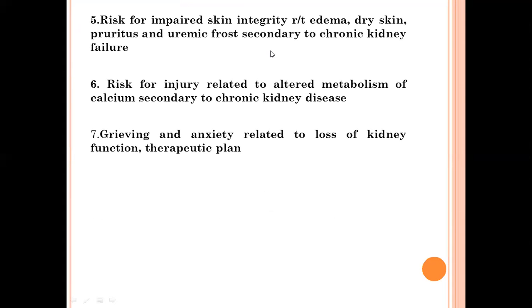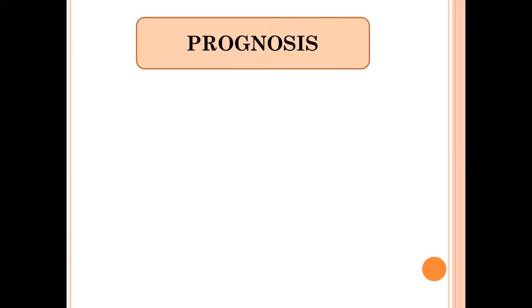Next, some other diagnoses: risk for impaired skin integrity related to edema, dry skin, pruritus, and uremic frost secondary to chronic kidney failure; risk for injury related to altered metabolism of calcium secondary to chronic kidney disease; grieving and anxiety related to loss of kidney function and therapeutic plan. So these are some of the diagnoses as per chronic renal failure.